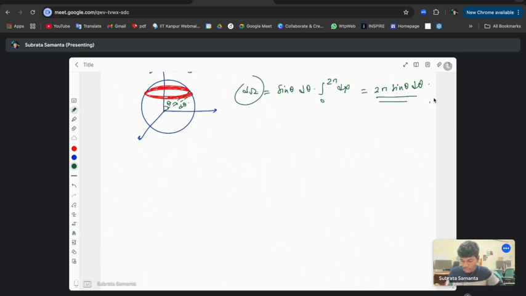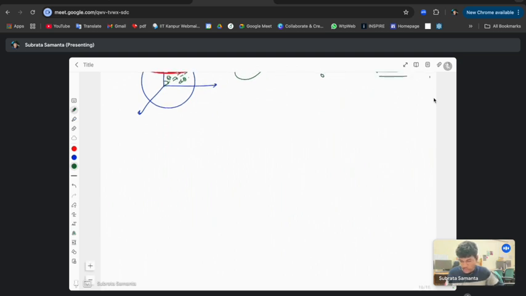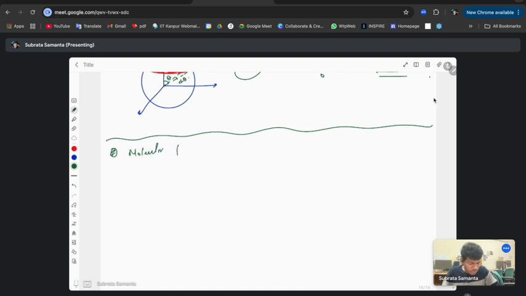Now, let's do one more thing because that is something related. Let's consider the molecular flux. So now I will discuss the molecular flux and related problems. In the molecular flux, first of all, what is the flux?